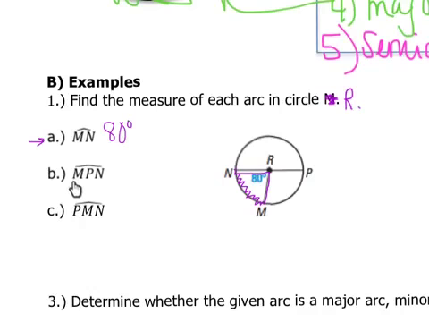Next, we are asked to find the measure of arc MPN. What's the measure of that arc? That certainly looks bigger than a semicircle to me. It's 280, because the circle's 360 degrees and the central angle is 80. We know that this part of the circle is 80 degrees, so the rest of it has to be 360 minus 80.